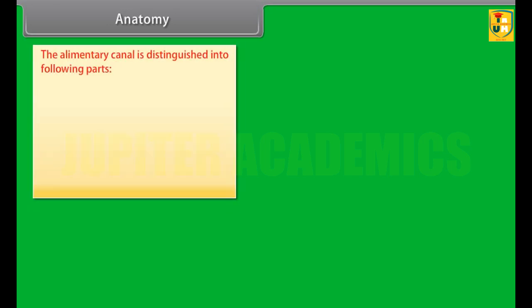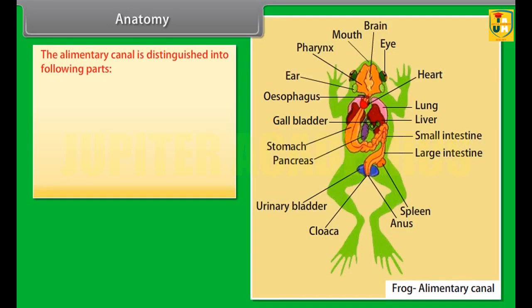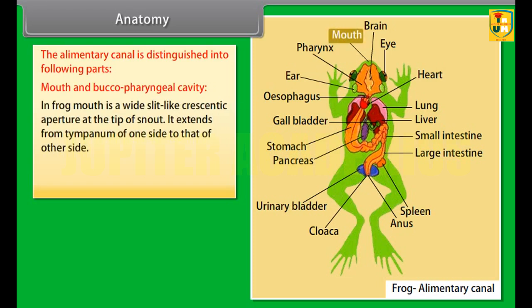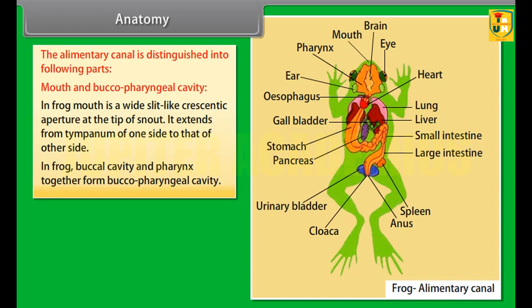Anatomy. The alimentary canal is distinguished into the following parts: mouth and buccopharyngeal cavity. In frog, the mouth is a wide slit-like crescentic aperture at the tip of the snout. It extends from the tympanum of one side to that of the other side. In frog, the buccal cavity and pharynx together form the buccopharyngeal cavity.